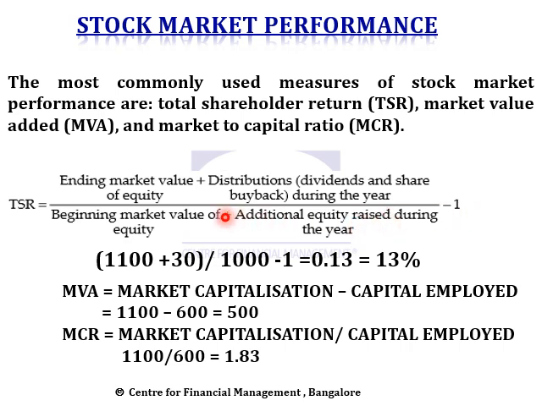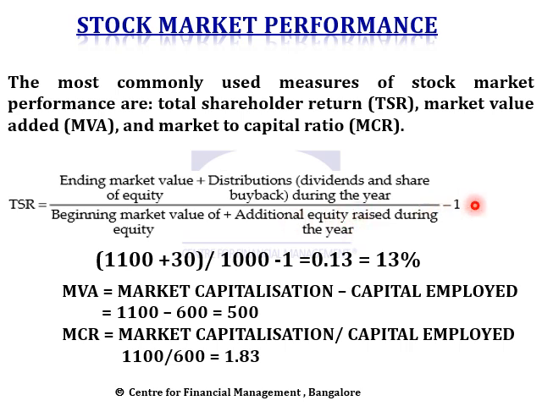Suppose the beginning market value of equity of a firm is 1000 crore rupees and the firm does not raise any additional equity during the year. Assume that the ending market value of equity is 1100 crore rupees and the firm distributes 30 crore by way of dividend. So in the numerator we have 1100 plus 30, which is 1130. In the denominator we have 1000. This divided by this gives 1.13.